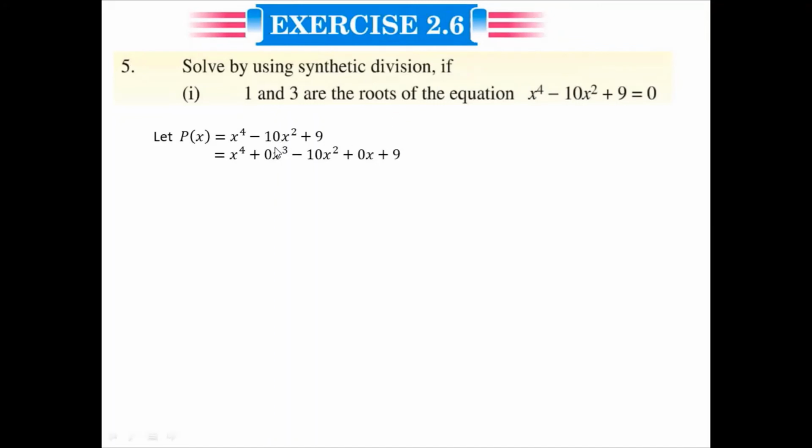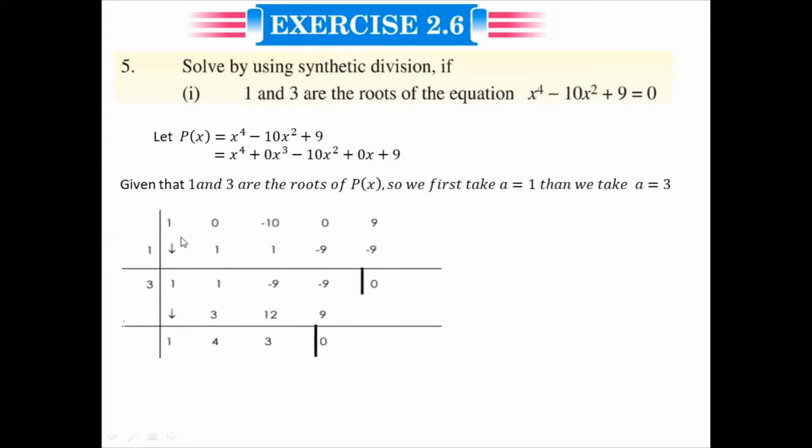coefficient of x cube is missing, coefficient of x is missing, so we can write this as x raised to power 4 plus 0x cube minus 10x square plus 0x plus 9. Given that 1 and 3 are the roots of p of x, so we first take a is equal to 1, and then we take a is equal to 3.